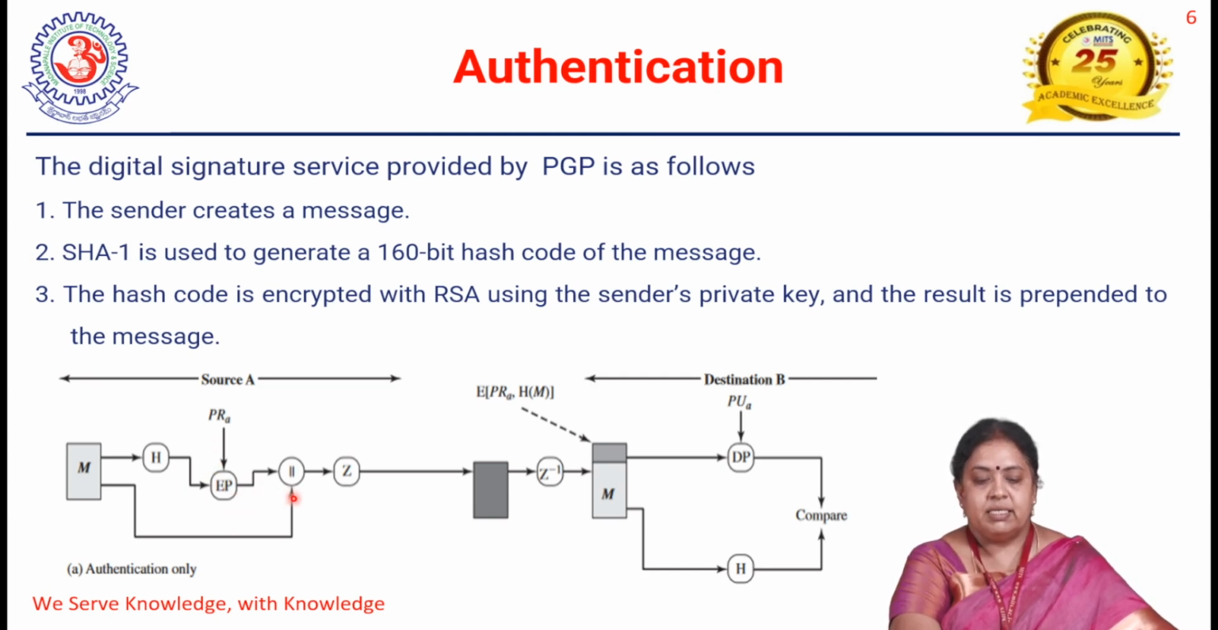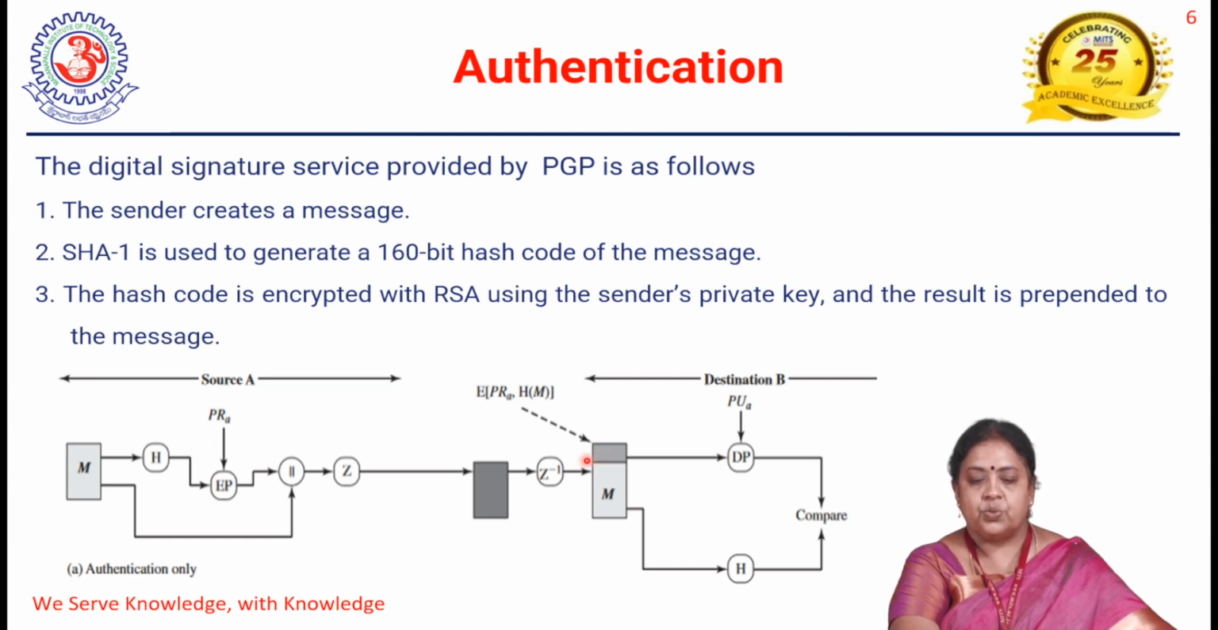So that signature will be appended to the message, and that will be compressed. The entire thing, message plus encrypted hash code, will be zipped in order to compress the message. So that will be sent to the receiver. At the receiver side, we get the zipped message that we are going to unzip. When the receiver unzips, he is going to find the message along with the encrypted hash code.